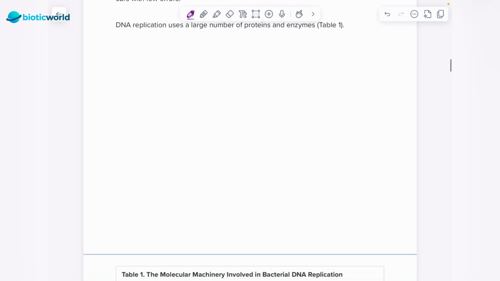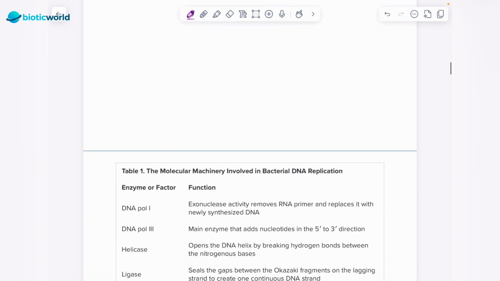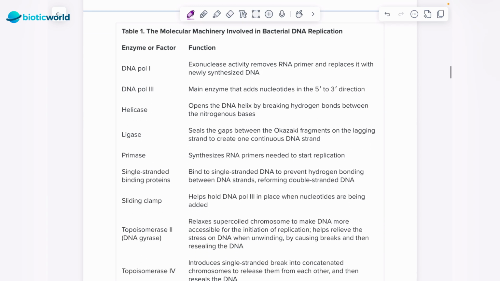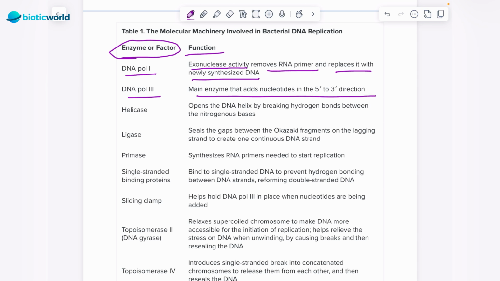DNA replication uses a large number of proteins and enzymes. Here you can see a table of the molecular machinery involved in bacterial DNA replication. We have several enzymes and factors, and according to which there are some functions. We have DNA polymerase 1. Having exonuclease activity, it removes the RNA primer and replaces it with newly synthesized DNA. Next we have DNA polymerase 3, the main enzyme that adds nucleotides in the 5' to 3' direction.